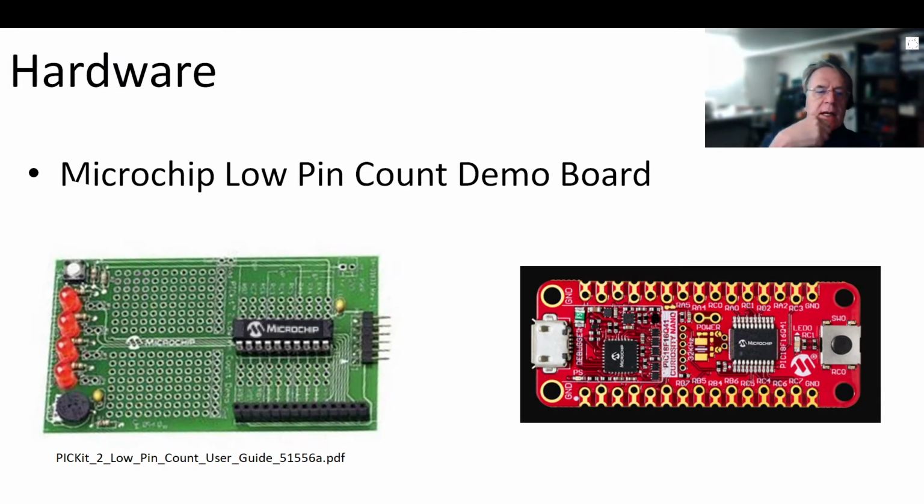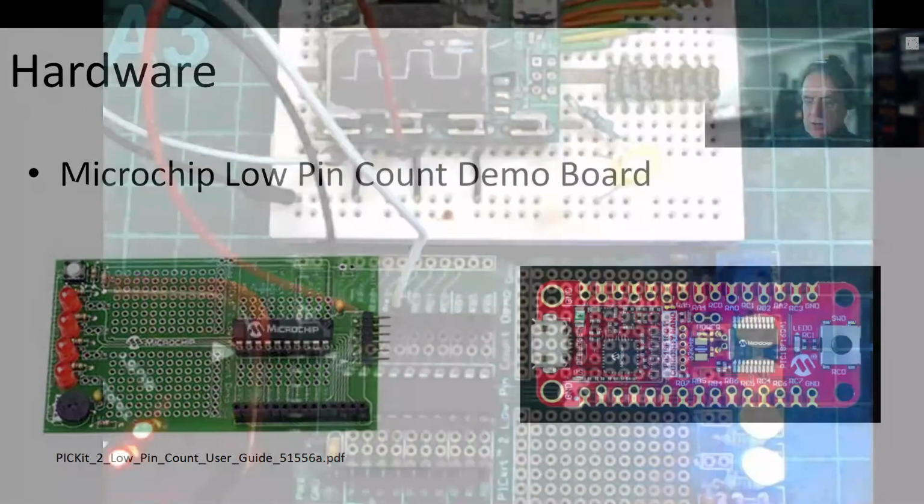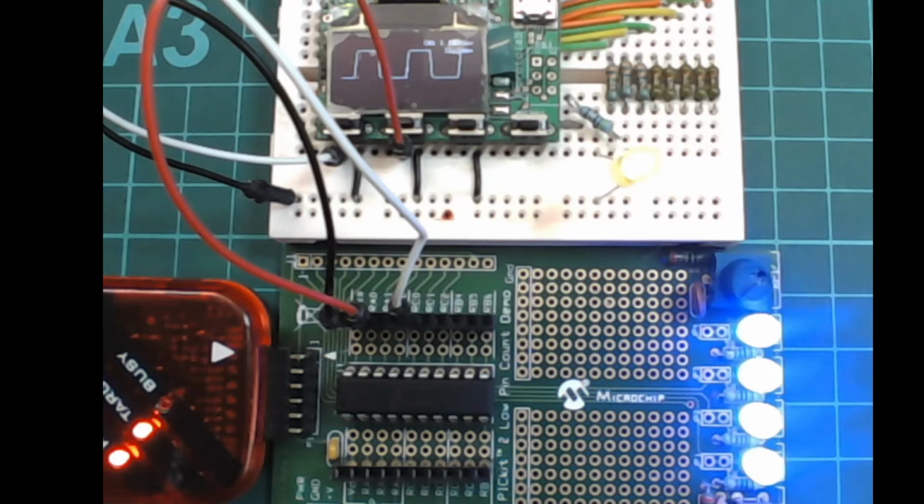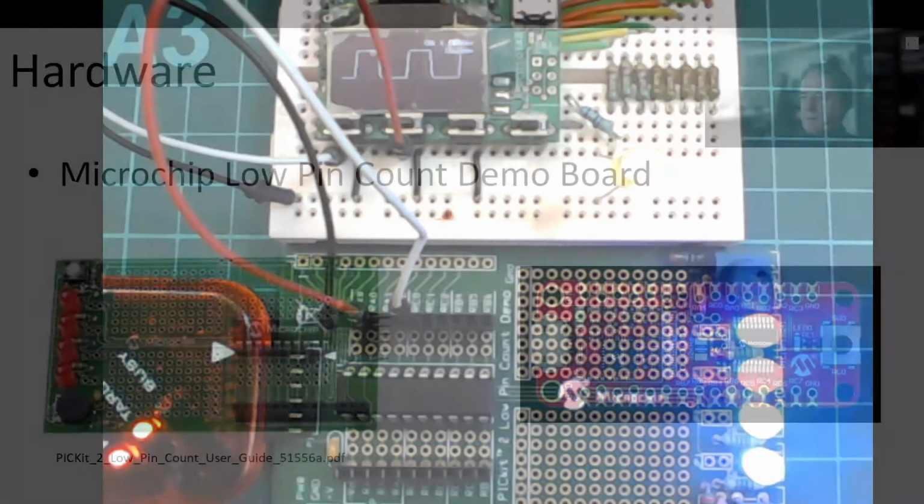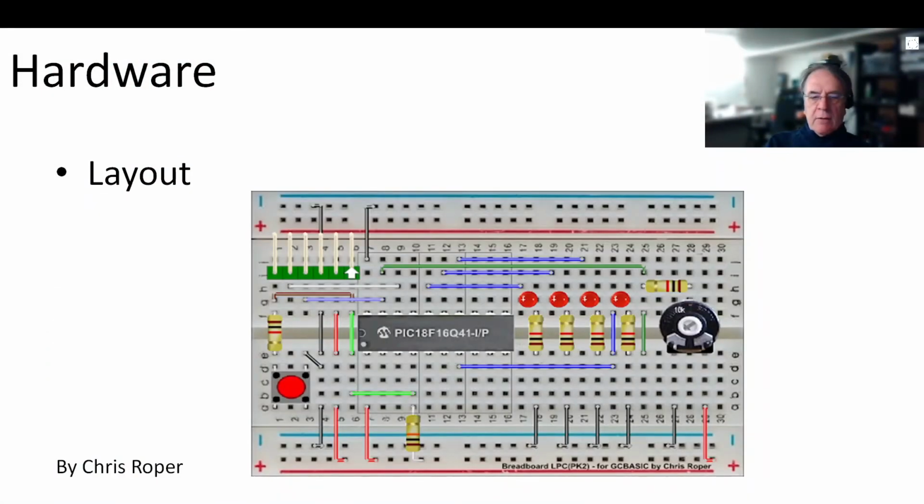What I've been using is a Microchip low pin count demo board. I'm still waiting for my Curiosity Nano board to come in. Let's have a look at that in the lab, because it's always good to have a look at it in the lab. Oh, look, there's more kit in there today. This is the board down here, the green thing, and I've got some other stuff connected, which we'll come into later on. The layout looks like this, and I put this in every time because you can reproduce this board using a standard breadboard like this. This is made by Chris Roper in South Africa, to whom I'm very grateful.